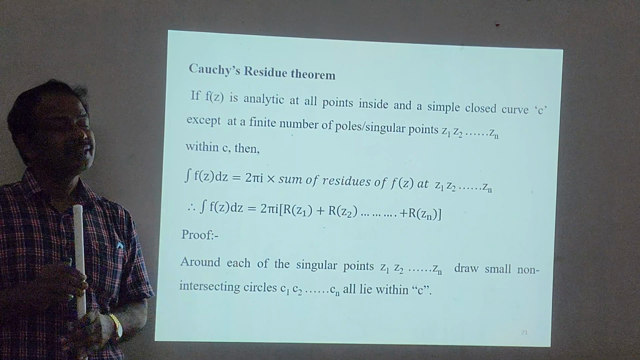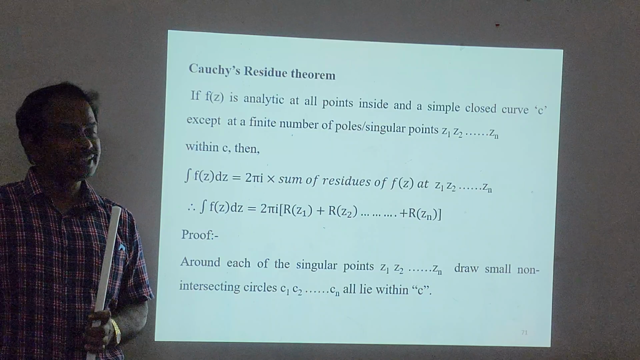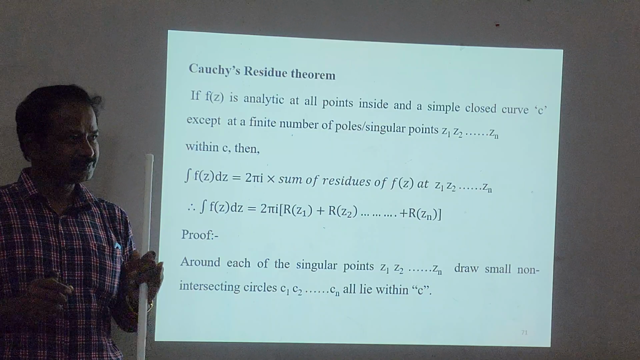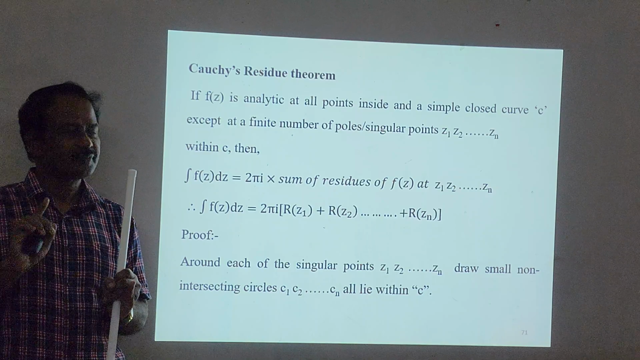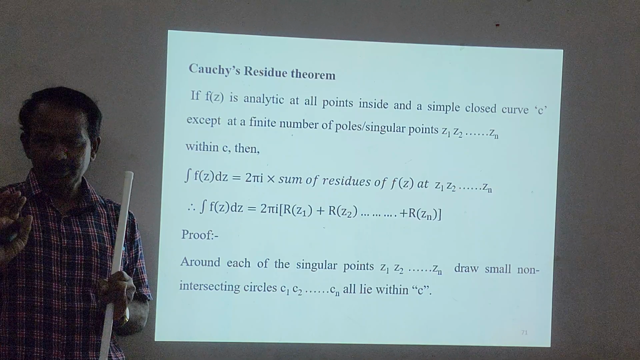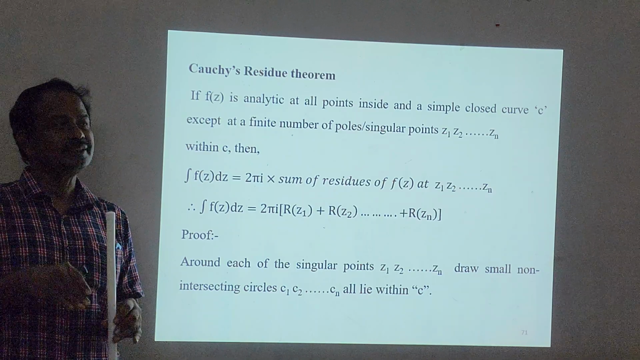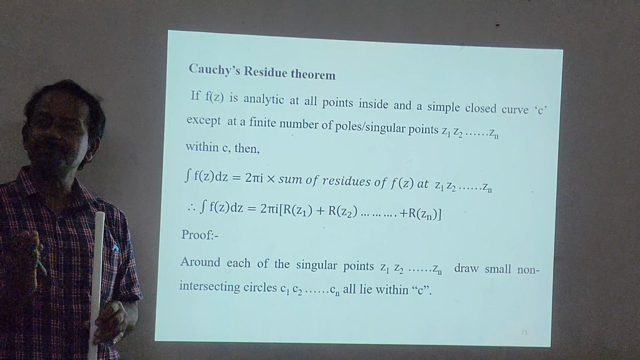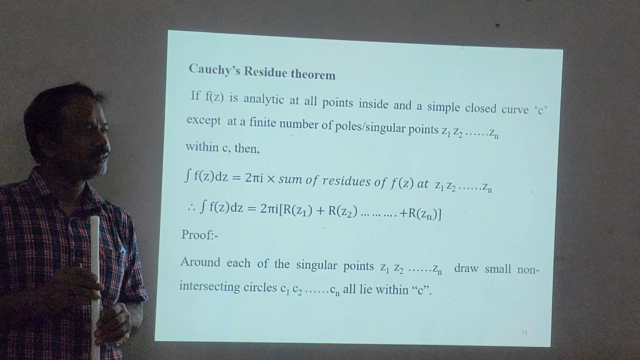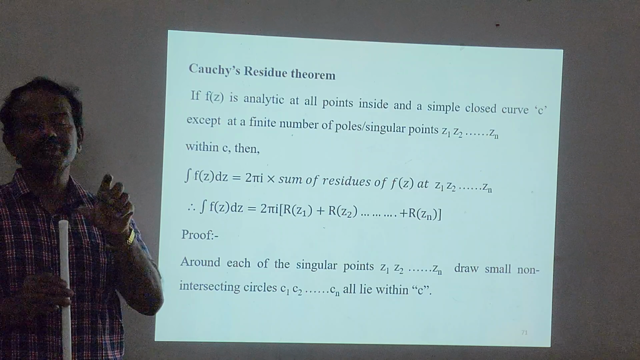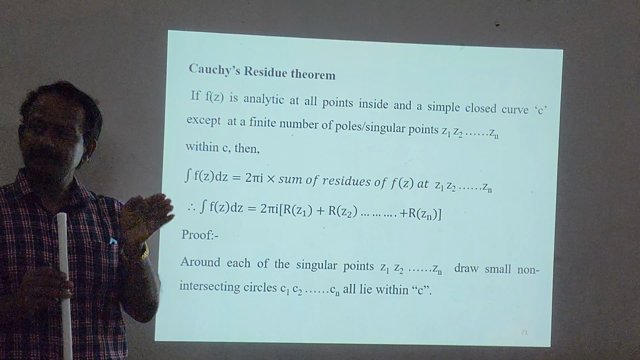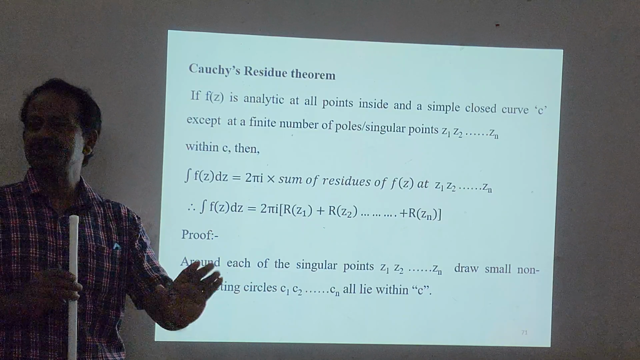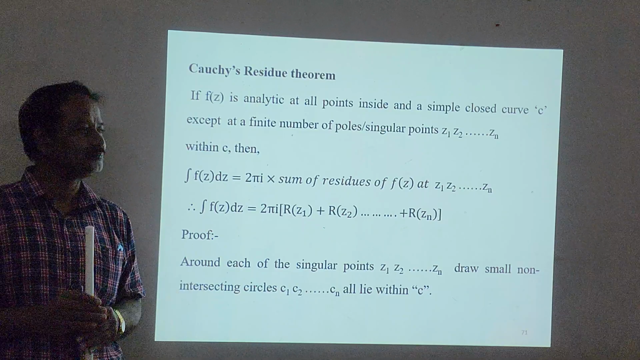Earlier I said the integration of f of z dz equals 0, correct? That is Cauchy's integral theorem, which we know already. However, at certain points some remains, some residues, will be there. Those places we call poles, or singular points. At those places it will not be equal to 0, and the function will not be analytical.